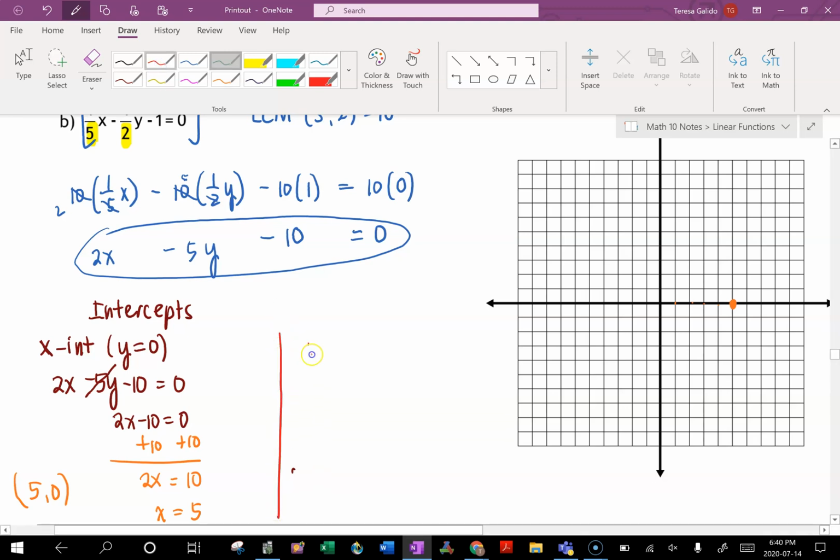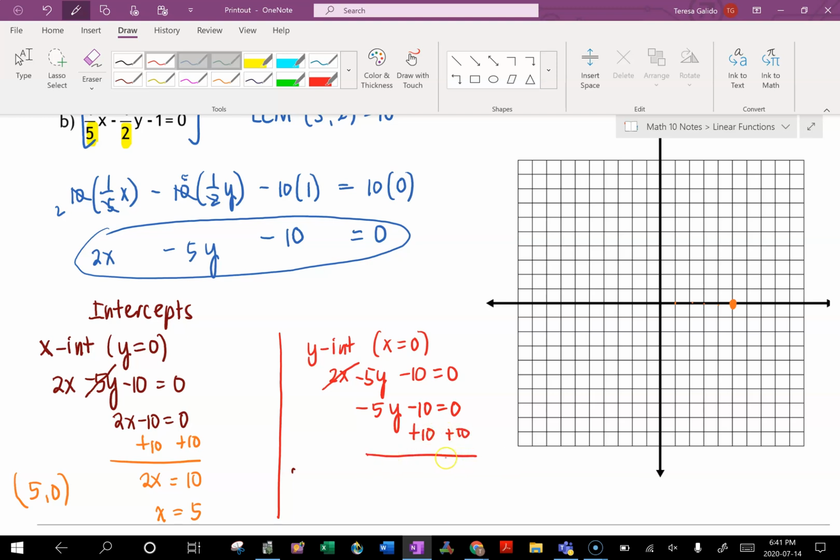How do we find the y-intercept? You can recall the y-intercept happens when x is 0. So let's copy the general form of the line here. When x is 0, this term is gone because 2 times 0 is 0. Then what's left is just negative 5y minus 10 equal to 0. We add 10 on both sides, so negative 5y is equal to 10. Divide both sides by negative 5. Your y is equal to negative 2.